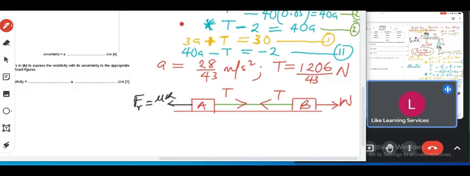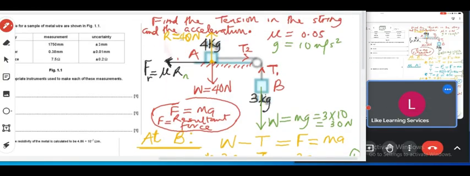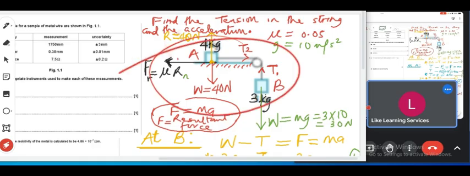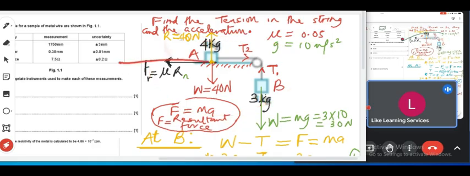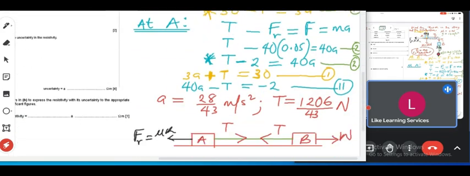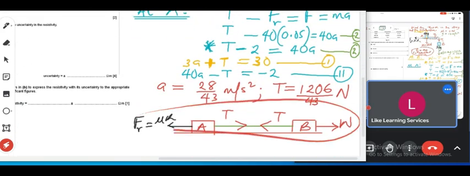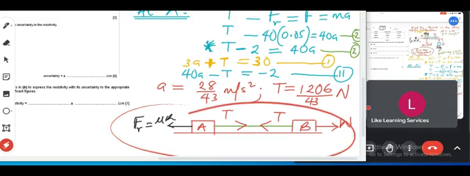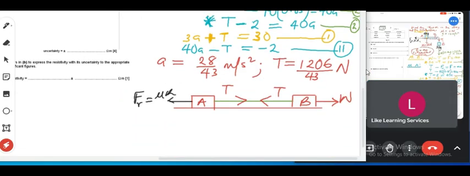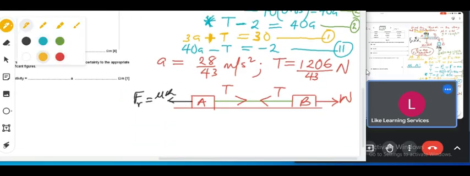So I'm treating all of them as one unit. It's the same thing I drew up here. Frictional force this way, tension this way, weight this way. I just put all in a straight line as a unit. Right? Yes. Alright, so that's an alternative method.